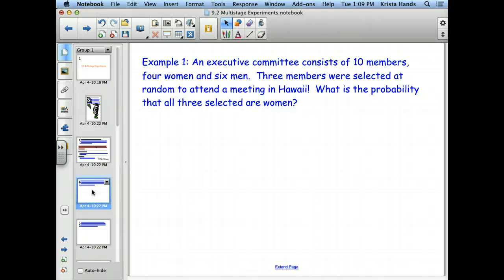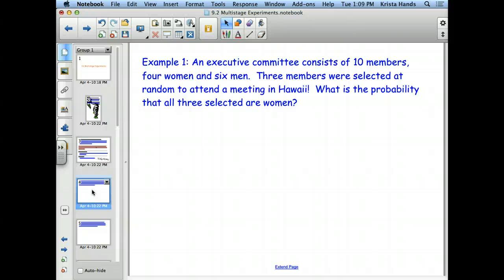An executive committee consists of 10 members, 4 women and 6 men. 3 members are selected at random to attend a meeting in Hawaii. You want to go? What is the probability that all 3 selected are women? All right, so here is an example of something that's actually not independent.